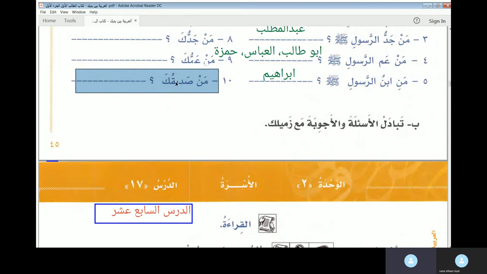Actually, صديقك means who is your male friend. In that case it is صديقك, and if he asks about a female then he should say صديقتك. He will add ta marbuta, or he will add ta. Mr. Mujaddid, ask again. Okay.